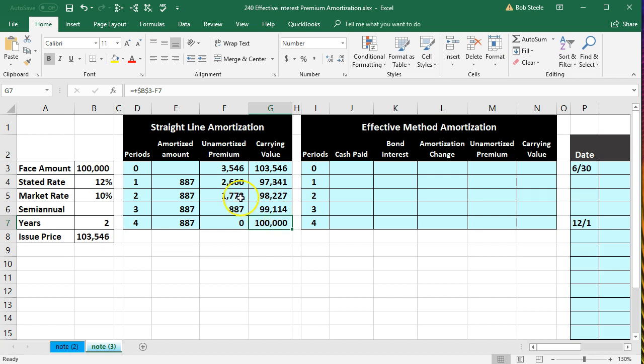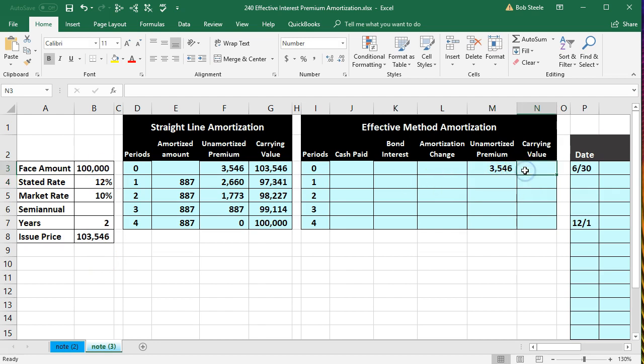Now we'll do this with the effective method, and you'll see that these amounts will change slightly based on the carrying amount. So same starting point, the unamortized premium equals the $103,546 minus the 100.